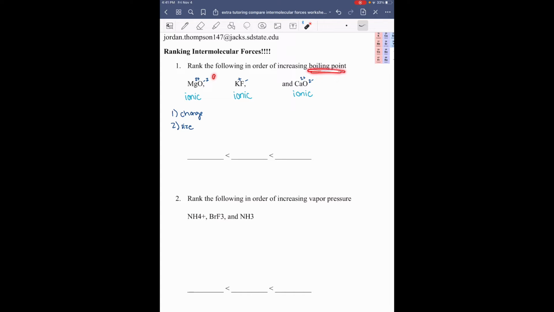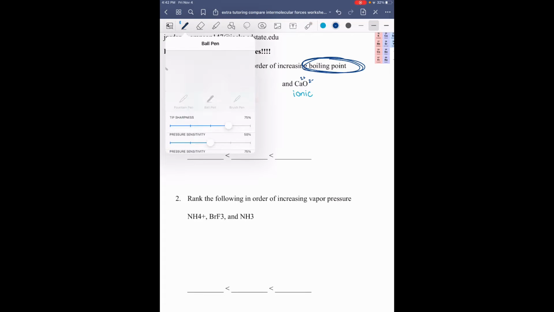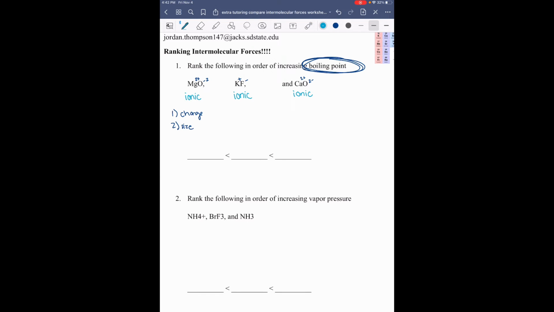And here we're comparing boiling point. Sorry guys, here I'll circle it. Boiling point, so it's normal order. So we want our stronger ones up here. We have 2 of these that have an absolute charge of 4, because you add them up. So this one's the weakest because it has the lowest absolute charge. So we already know that KF is going to go there.